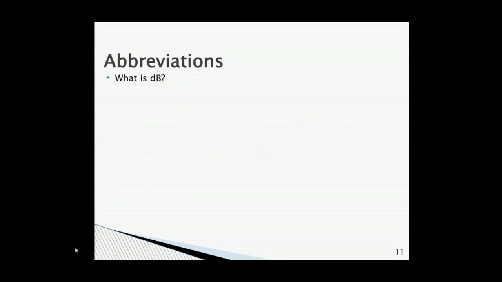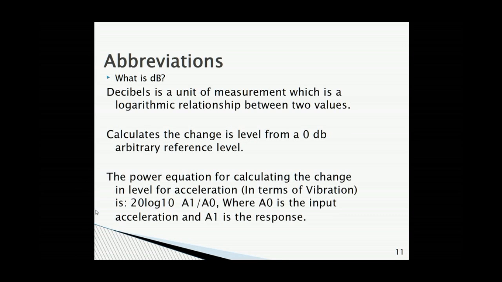What is dB? Decibels is a unit of measurement which is a logarithmic relationship between two values. It calculates the change in level from a 0 dB arbitrary reference level. Now what does this mean? Well, this means that you can select any point on a graph and choose it as your 0 dB reference.